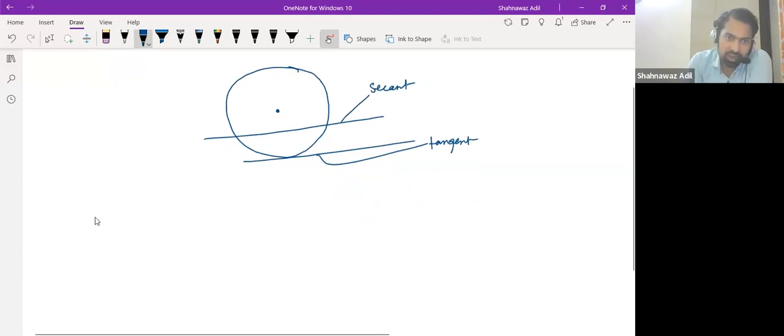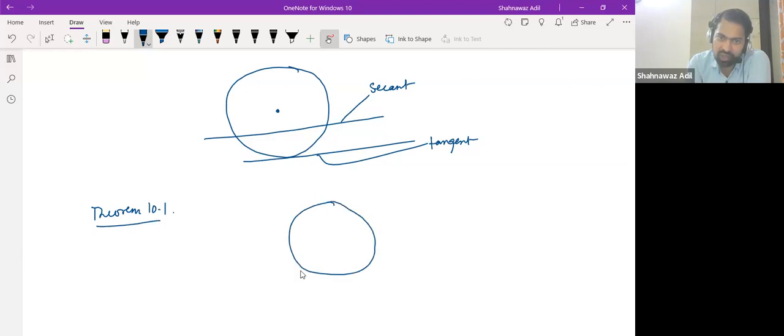And then we learned about theorem 10.1, which says that whenever we have a tangent, this is called the point of contact. And when we draw the radius from this point of contact, this radius would be perpendicular to this tangent. This was the first theorem, right?